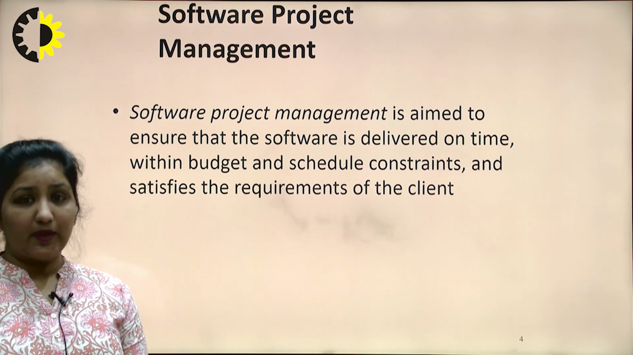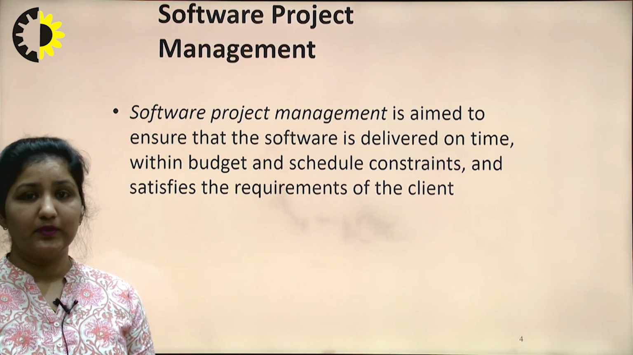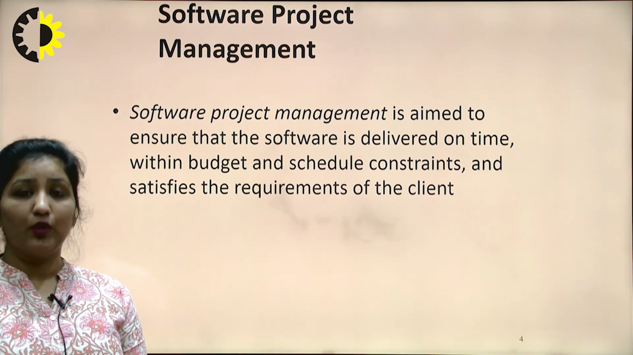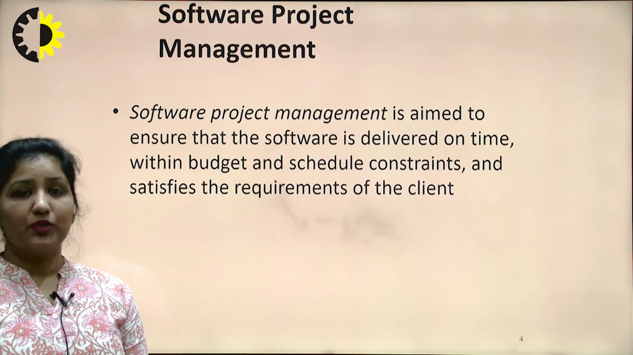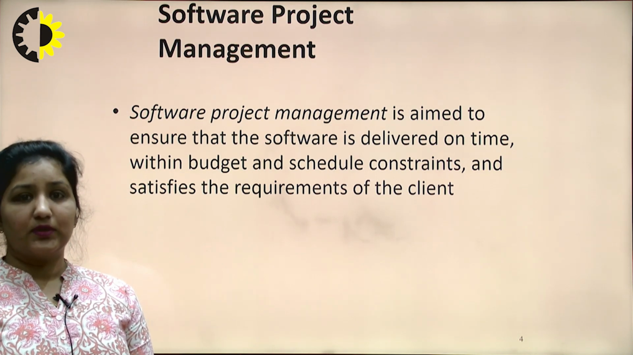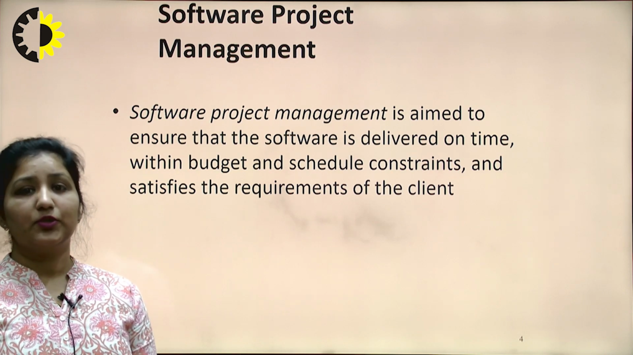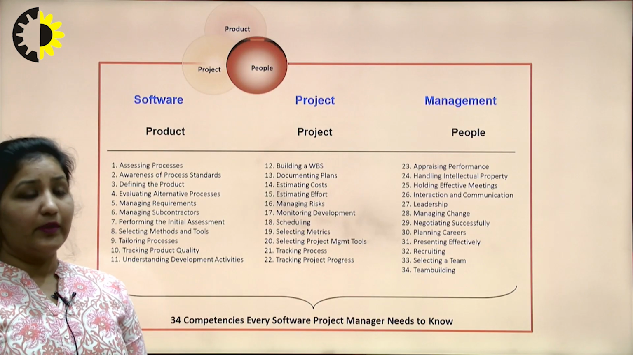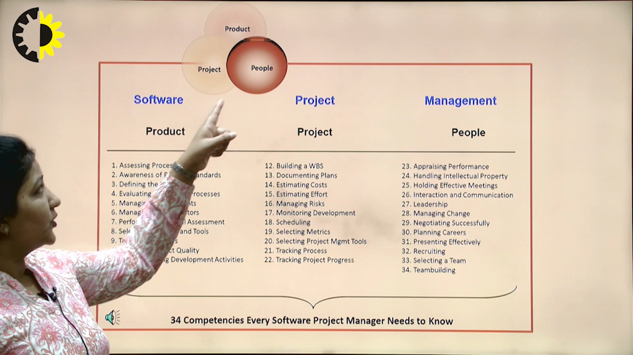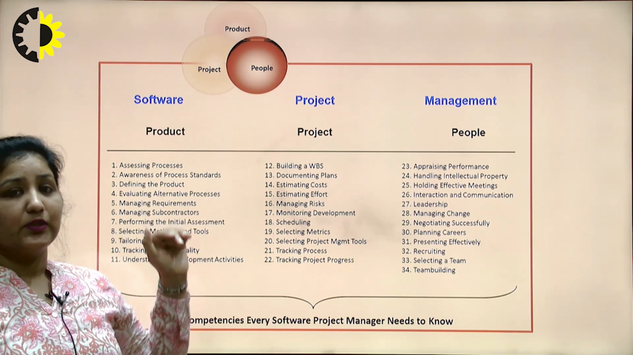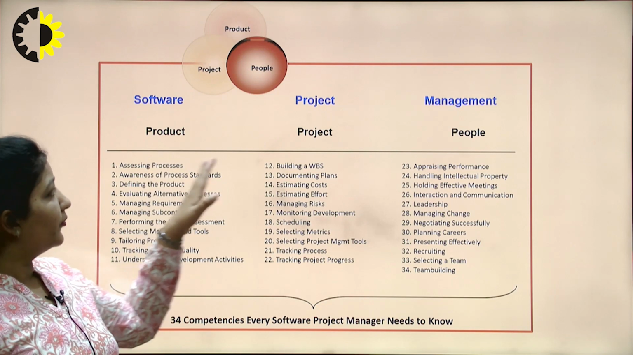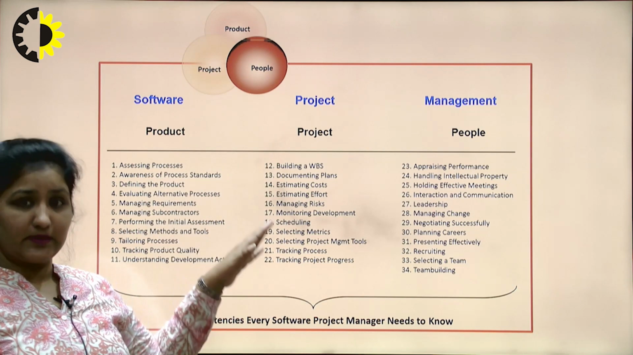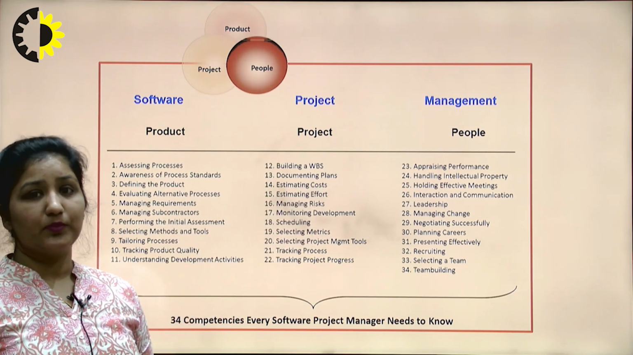So we need to identify till how much time that particular project will be completed, that will become the time constraint, and according to those efforts and the time required, the budget will be calculated. So based on the budget, the schedule, and the requirements of the client, software project management as a whole works. Now, the product, project, and people, these three terms also come under software, project, and management. Like the software, we can say, is the product, project is again the project, and management comes under the people.